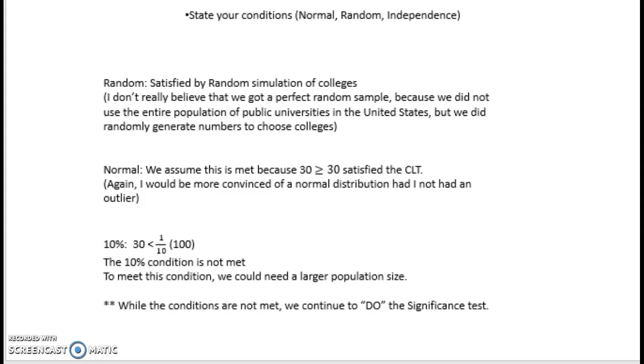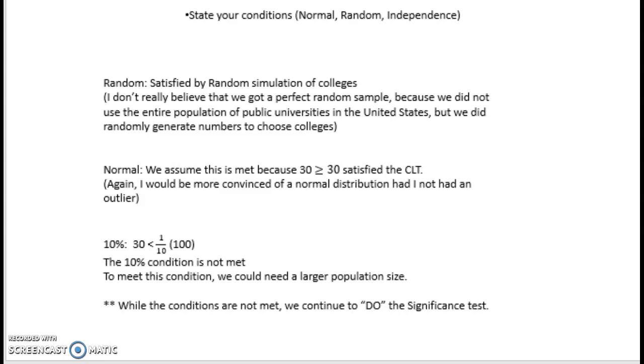The next one is normal. For the normal one, we found that the sample size is greater than or equal to 30. That satisfies the central limit theorem. The only thing that I want to talk about is that we did find that there is an upper outlier. The upper outlier skews our data, which takes away the idea that it's a normal distribution. So if we were to remove that outlier, we would be more convinced of the normal distribution, and that would only make that normal condition stronger.